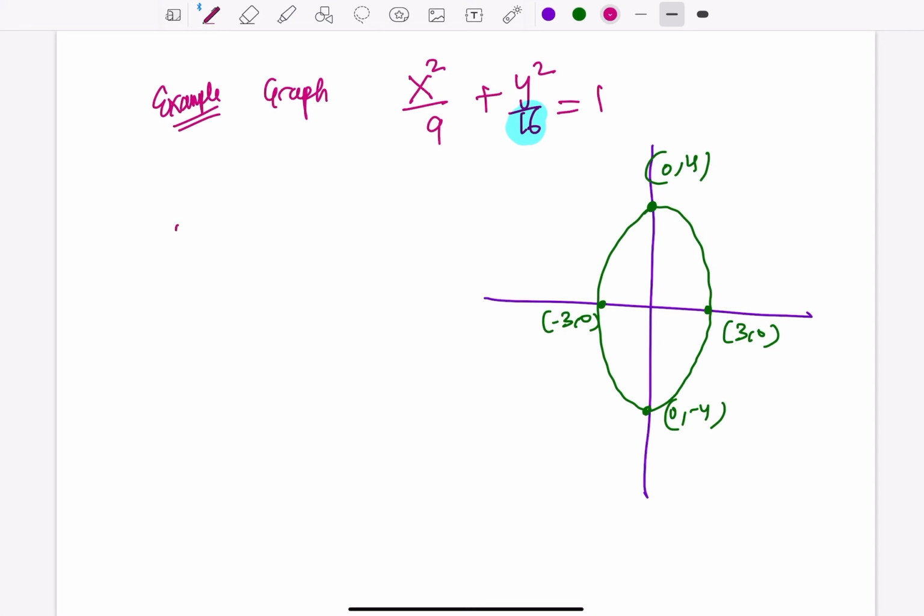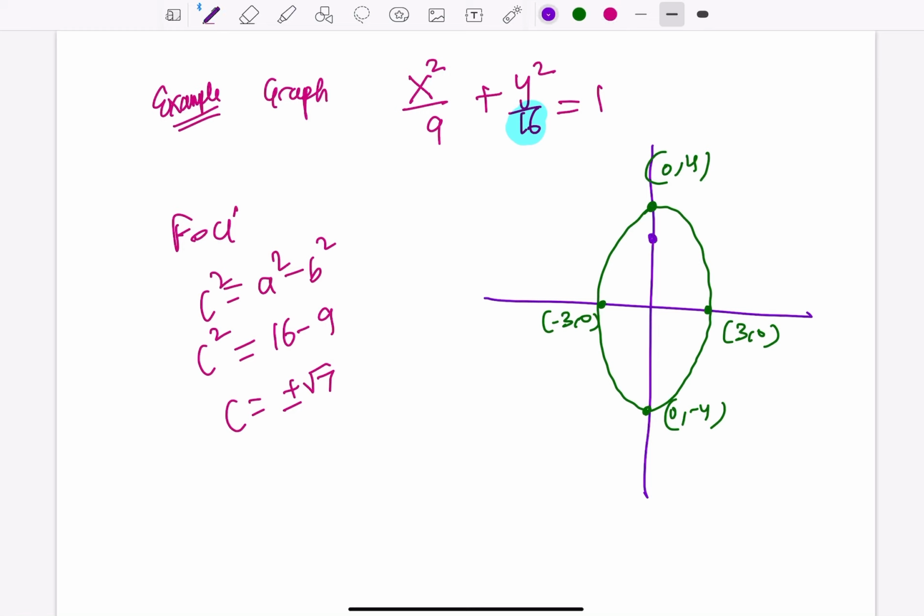To find the foci, we need to use c squared equals a squared minus b squared. a squared is the bigger number, keep in mind. 16 minus 9 is c squared. c is equal to plus or minus square root of 7. So in that direction, I'm going to be moving square root of 7, which is a little between 2 and 3. So that would be the coordinates of the foci.